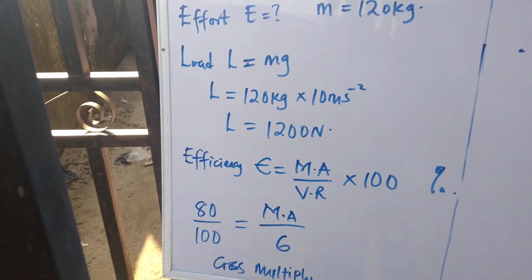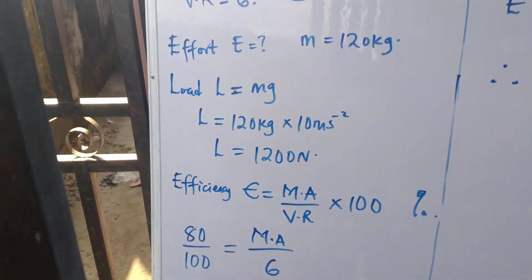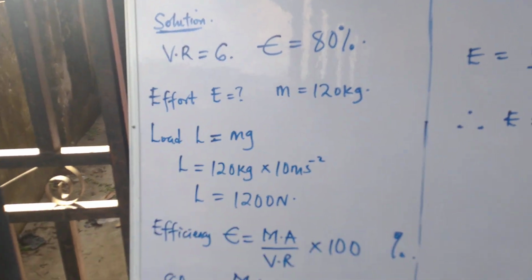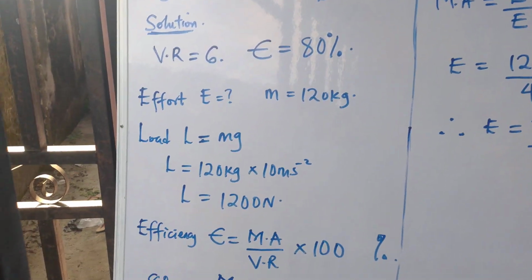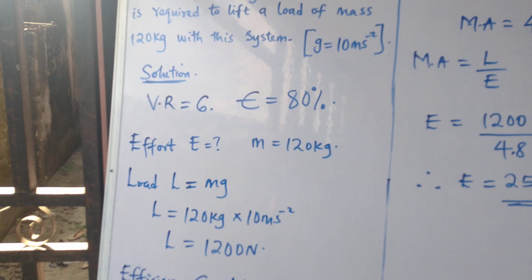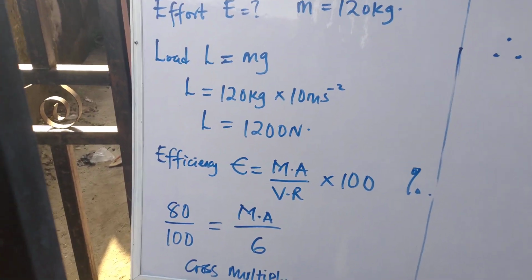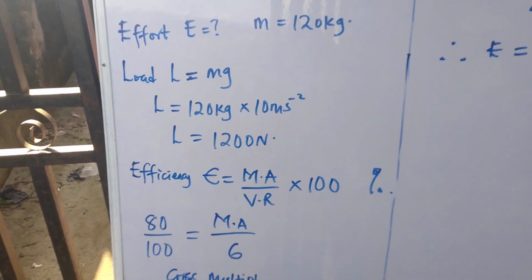The load is 1200. Okay, sorry. First we took the velocity ratio. The velocity ratio is 6. So we put the value of velocity ratio there as 6. And the efficiency is 80%, which is 80 divided by 100. You convert it to a fraction. That is 80 over 100 equals mechanical advantage all over 6.